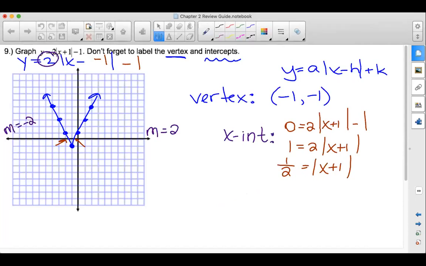We need to split this into 2 equations. So we want to get rid of the bars by separating it into 2 equations. So 1/2 equals x plus 1. Negative 1/2 equals x plus 1. So you're accounting for the fact that I have a side with a positive slope. I have a side with a negative slope. So that kind of accounts for the fact that absolute value has a negative and a positive side of the graph.